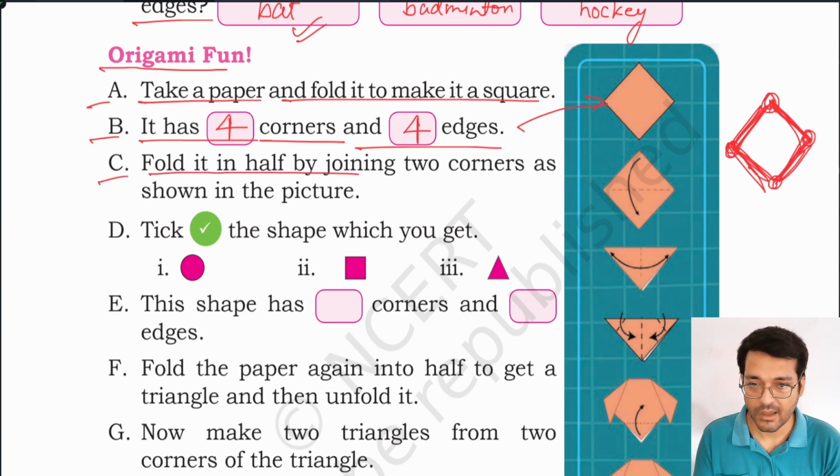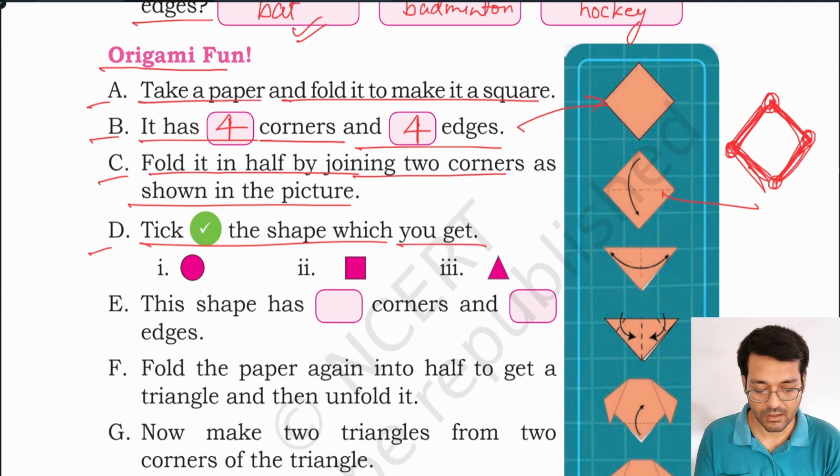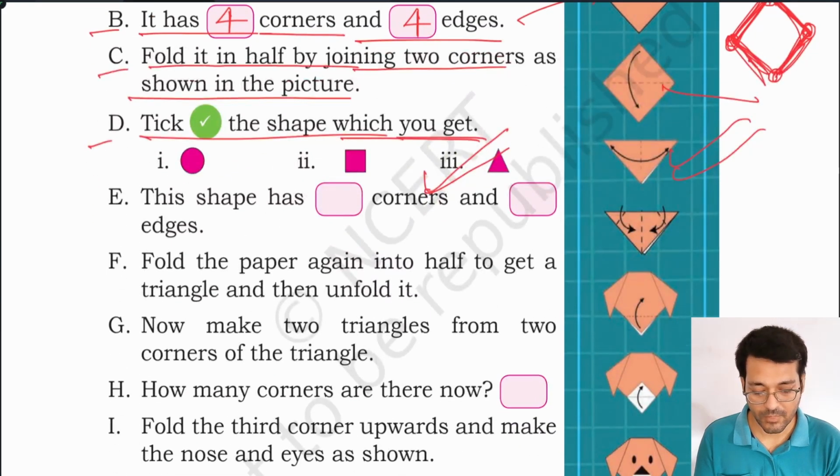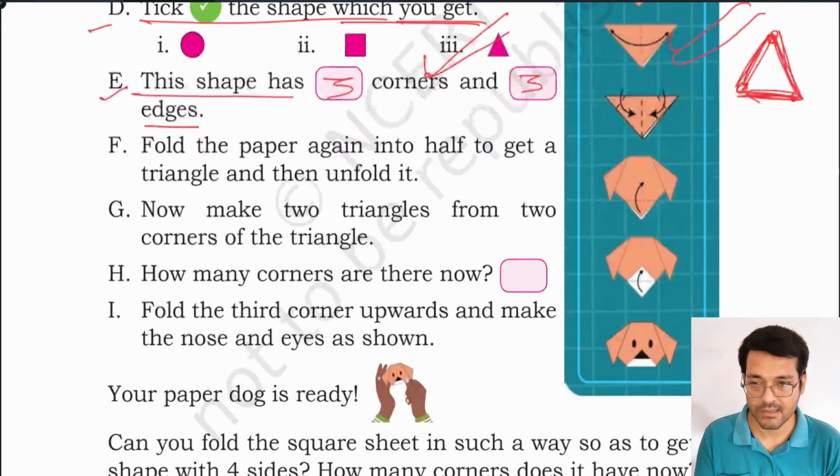C. Fold it in half by joining two corners as shown in the picture. You have to fold it like this. D. You will get a triangle like this. E. A triangle has three corners and three sides. Three sides. A triangle has three corners and three edges or three sides.